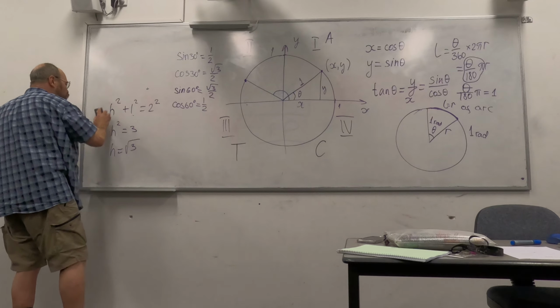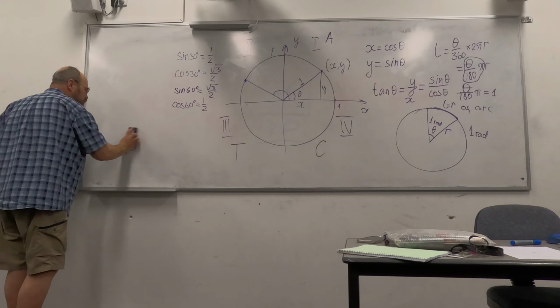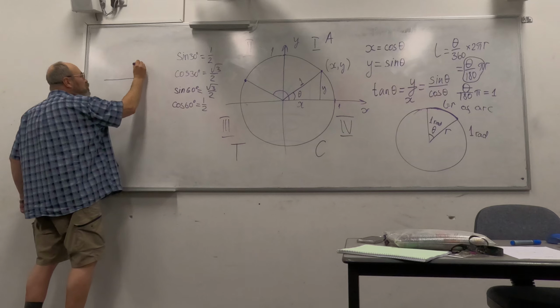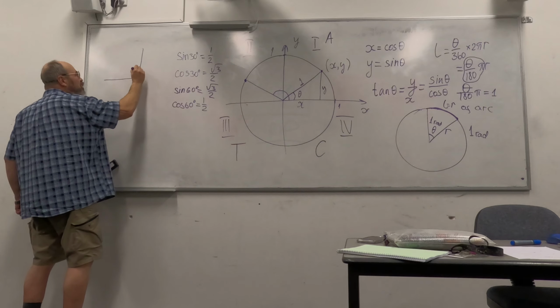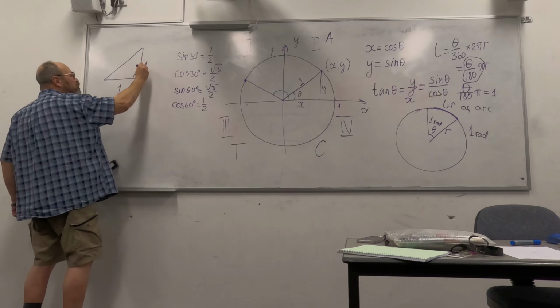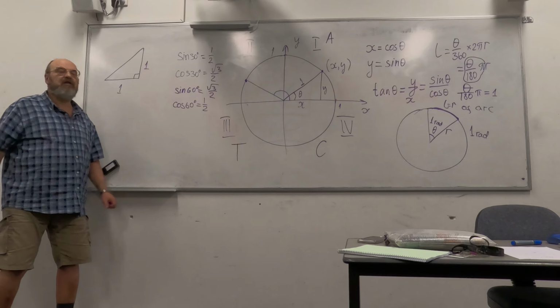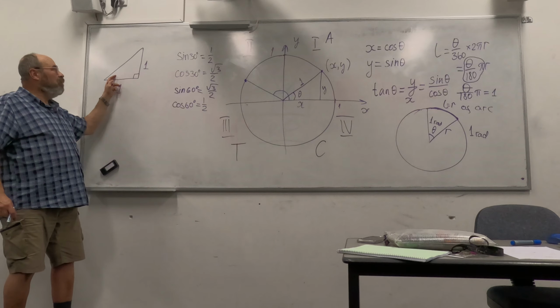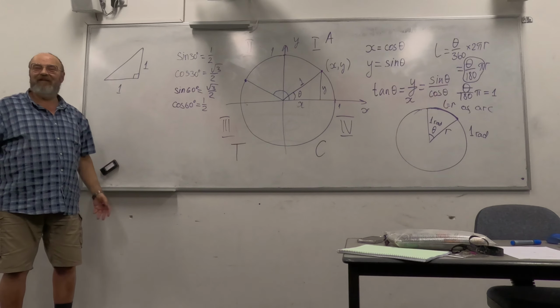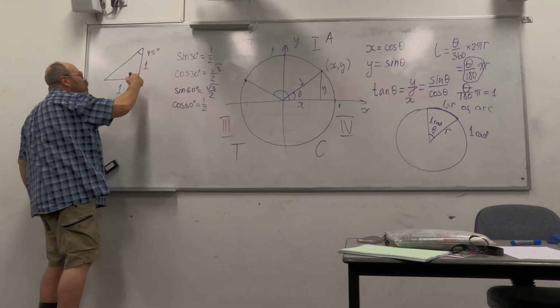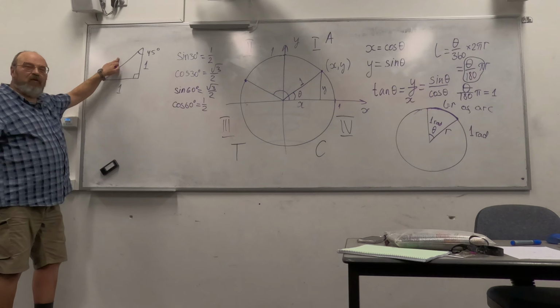Now, to find values for 45 degrees, let's consider the isosceles right angle triangle with side 1. As an isosceles triangle, what are those angles? They're the same. They equal 45 degrees, 45 and 90.